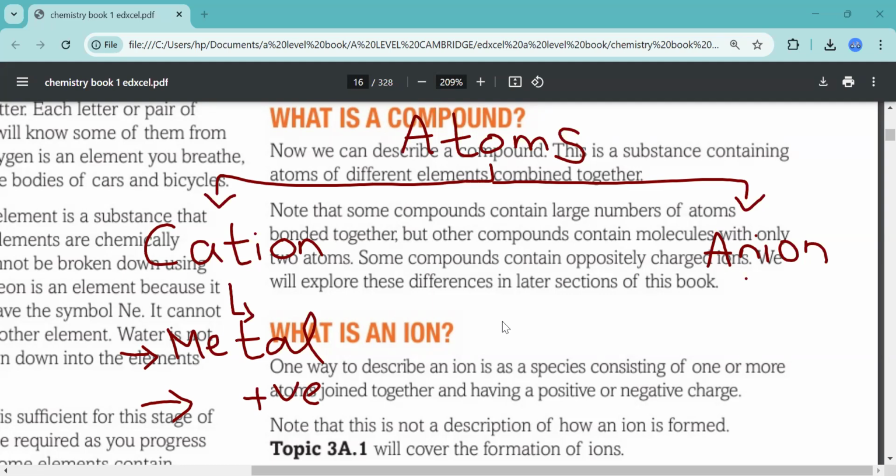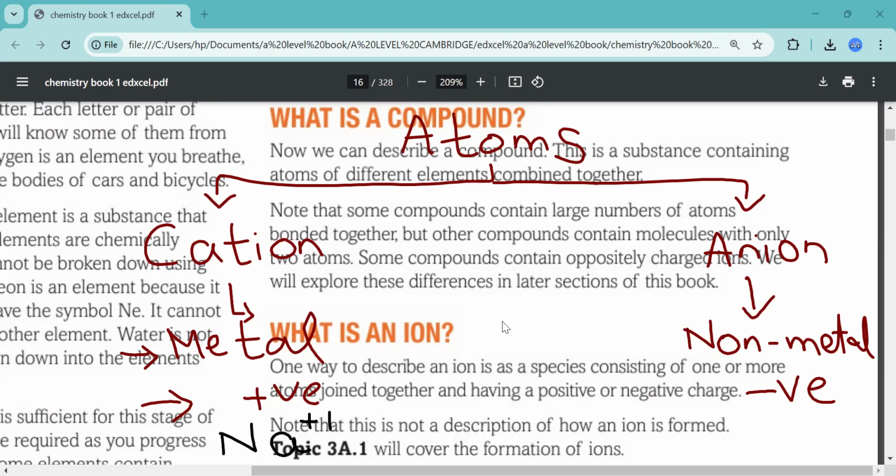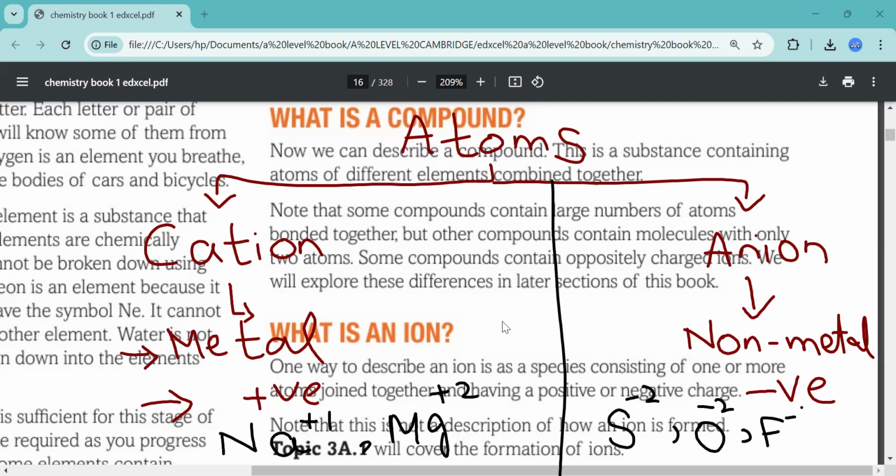Now, anion. Most of the time, non-metal atoms gain electrons and get a negative charge. For example, for cations, sodium gets a +1 charge and magnesium gets a +2 charge. For non-metals, sulfur has a -2 charge, oxygen -2, fluoride -1, and chloride -1.